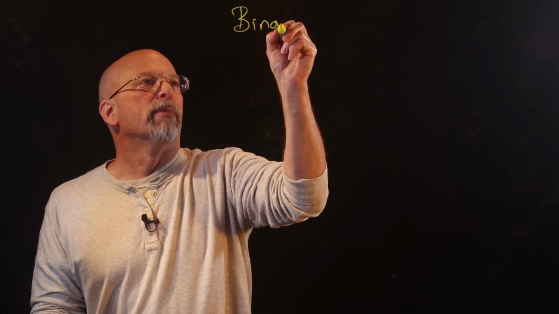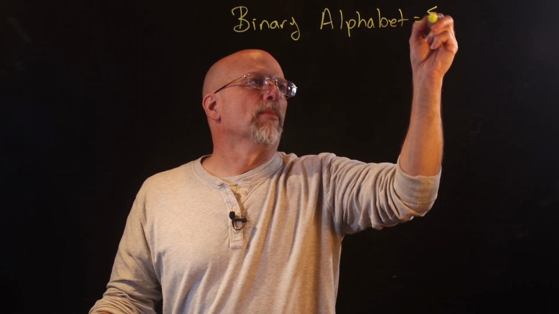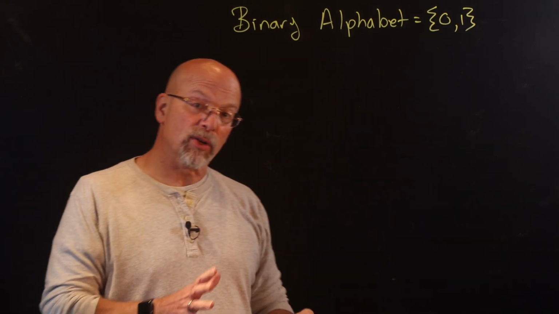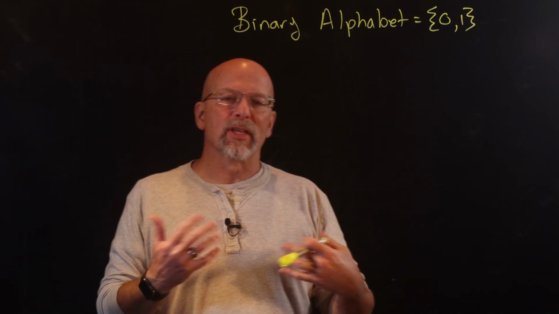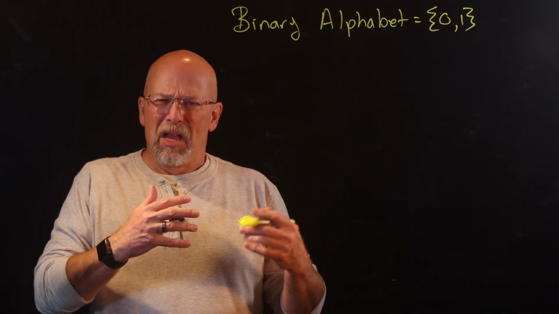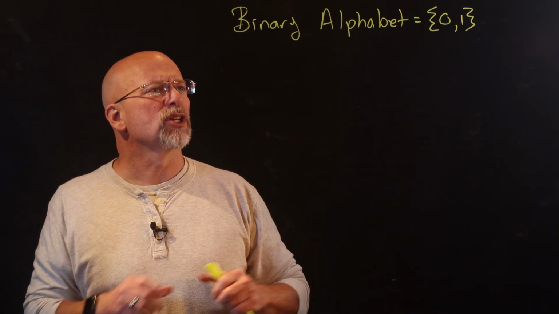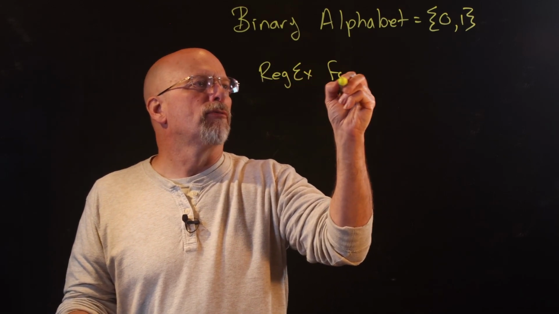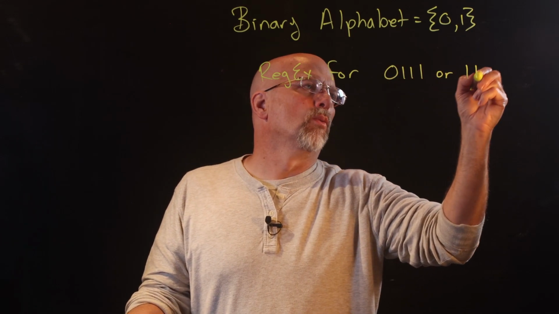So what I'm going to do now is look at the binary alphabet, which, remember, is just 0 and 1. And we're going to create a number of regular expressions using just that binary alphabet based on some description, where I want to have a regular expression that does this. So let's try something really simple. What I want to do is come up with a regular expression for, let's say, how about 0111 or 1111.